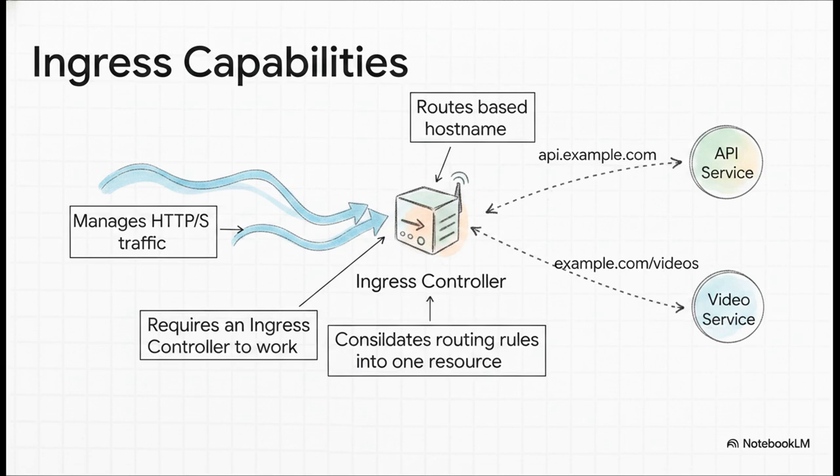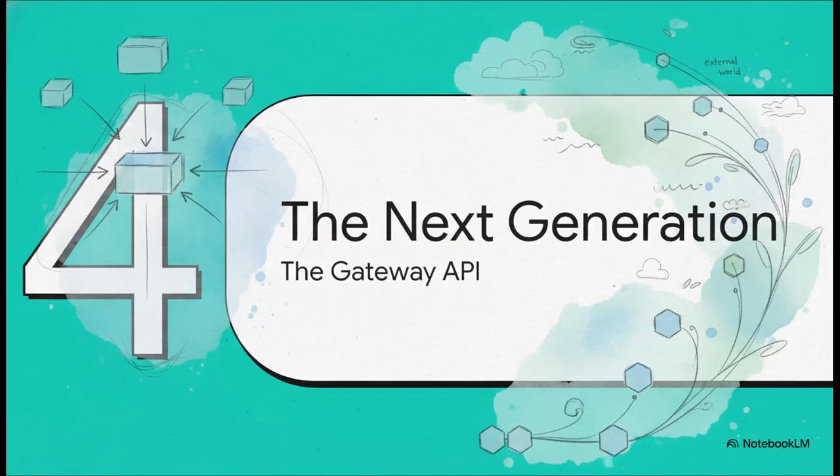It's incredibly flexible. But, and this is a critical point, the Ingress resource itself is just a set of rules. You need a piece of software called an Ingress controller to actually implement them. Now, Ingress has been the workhorse of Kubernetes networking for years, and it's fantastic. But as people built bigger and more complex systems, they started to hit its limits. So the community got together and designed its successor, the more powerful and flexible Gateway API.